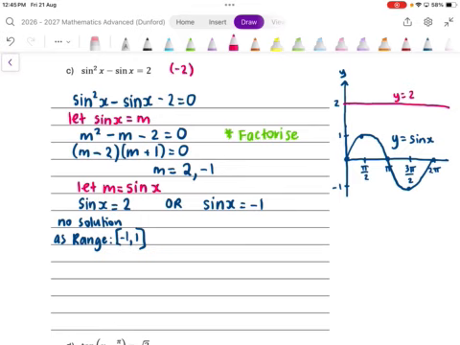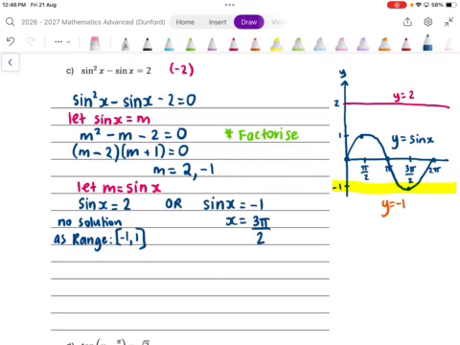Okay. So we can't find a solution for sine x equals 2. Can we find a solution for sine x equals -1? Yeah, we can. So if we were to draw a line at y equals -1, what x value does it substitute through?